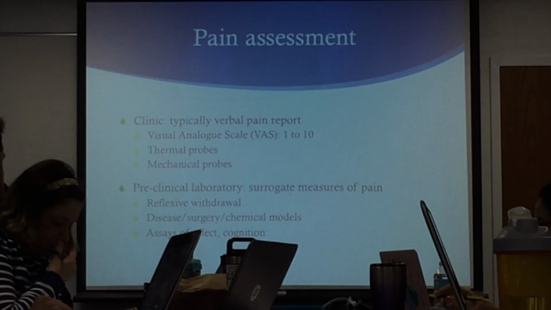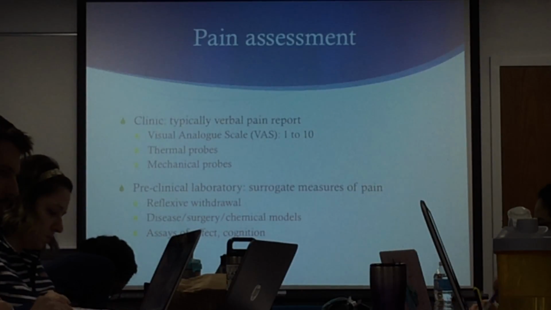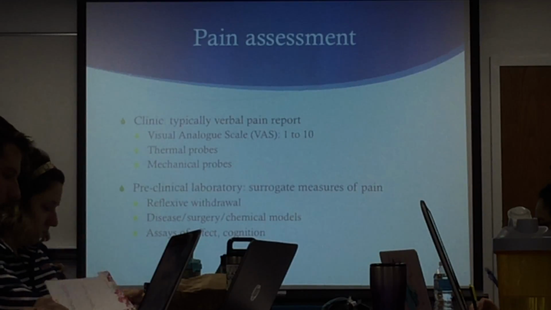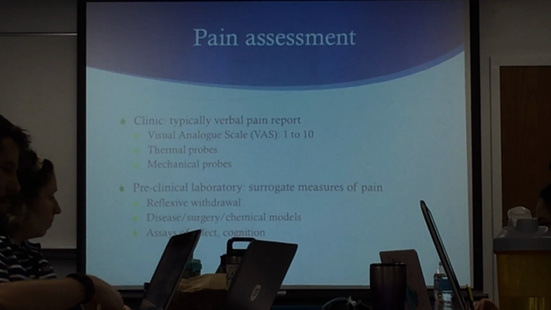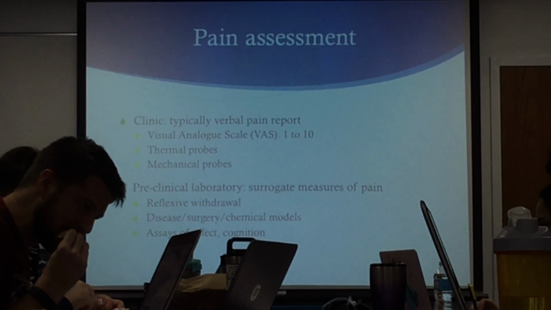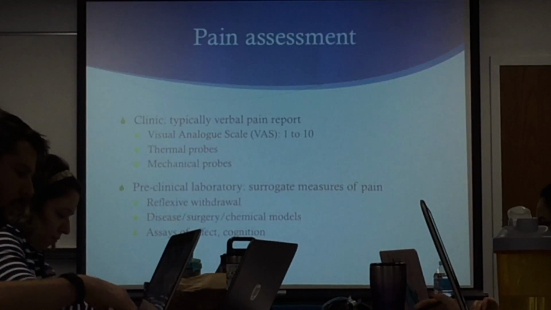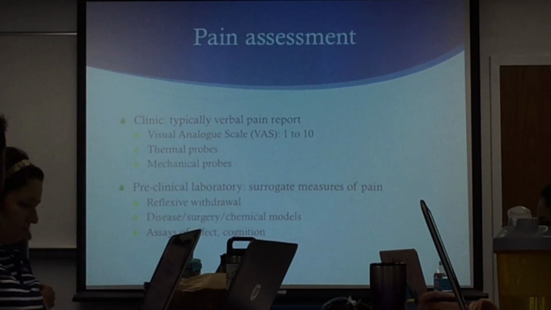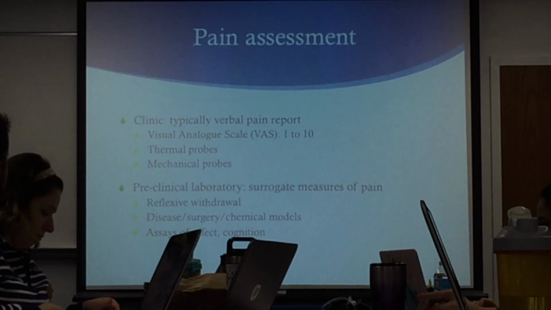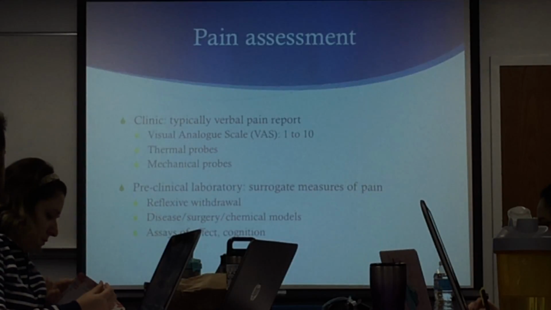So what you try to do is you try to modify that verbal pain report within a particular patient. On a few special instances, you might use a thermal or mechanical probe to try to figure out if there's an area of the person's skin that's more sensitive than others. For the most part, you just ask them, where does it hurt and how much does it hurt? And that's basically what you do, and that hasn't changed for many, many years.